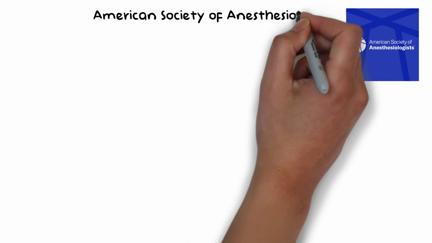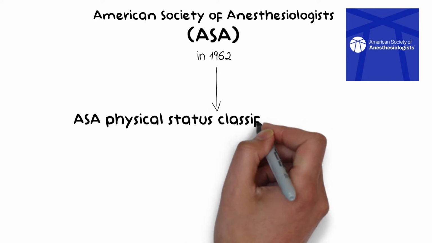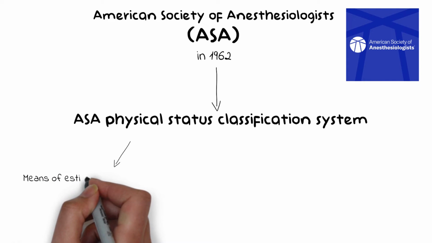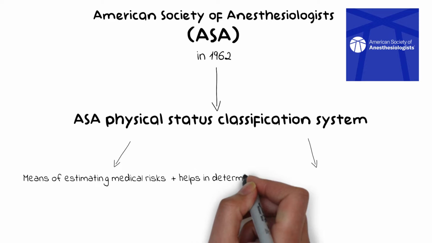The American Society of Anesthesiologists, otherwise known as the ASA, in 1962 adopted a system which is now known as the ASA Physical Status Classification System, which is still in use to this day. This ASA system represents a means of estimating medical risks presented by a patient who is undergoing or will undergo a surgical procedure, and this classification has proven to be a valuable method of determining the surgical anesthetic risk faced by the patient before the actual procedure.